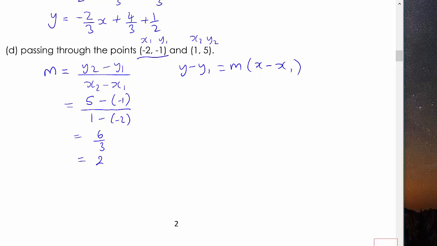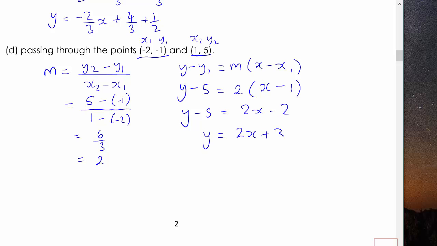In other words, I could make this one x1, y1. In fact, let's do that. They're both positive numbers. It makes it easier. So the y would be 5 there. The m we've just found is 2. And x take away 1. So y minus 5 is going to be 2x take away 2. So y is going to be 2x plus 3.